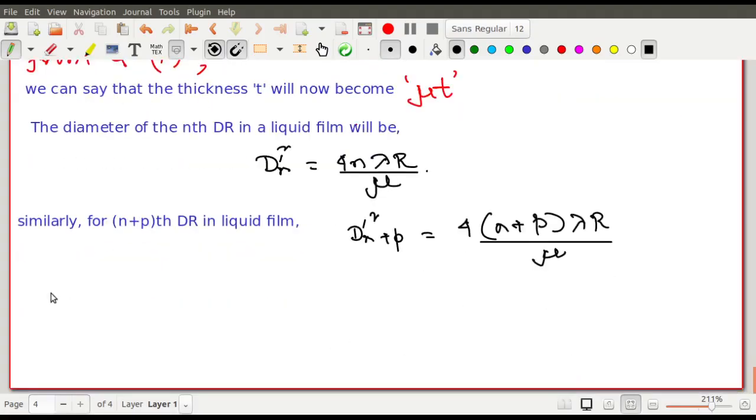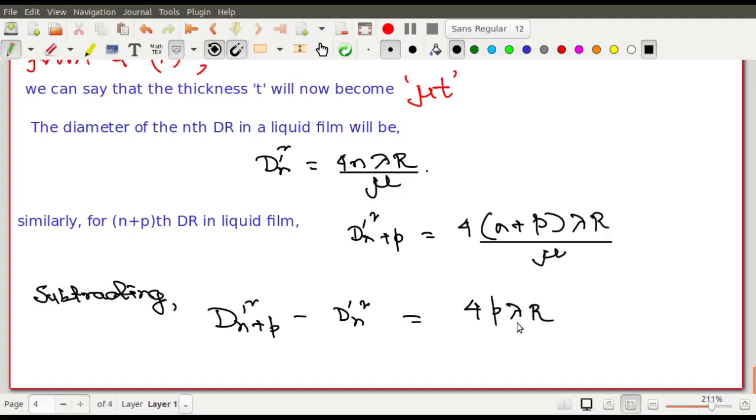Okay, so if I just go for subtracting once again, what is the difference? The difference is that the expressions are divided by mu, and where from does the mu come? The mu comes from 2 mu t. That's it. No need to show in detail, I have just shown you for your understanding, because in a lifetime you must understand where the mu comes from. So again your n terms will get cancelled and you have 4p lambda r divided by this mu. Okay, so that is your equation number 2.